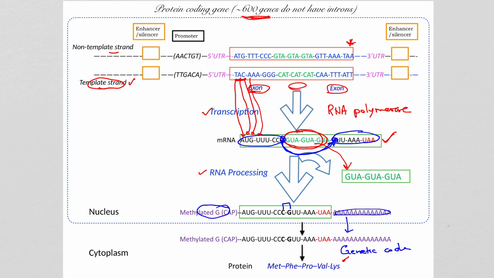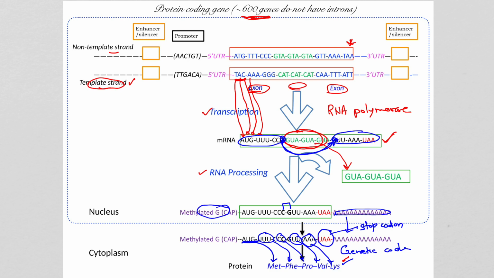The genetic code, which says AUG in the mRNA will be translated into methionine. The amino acid methionine. UUU will be translated to phenylalanine. CCC into proline, GUU into valine, AAA into lysine. And then once it hits UAA, which is what we call a stop codon, protein synthesis stops. Okay, and that's how we get our proteins.